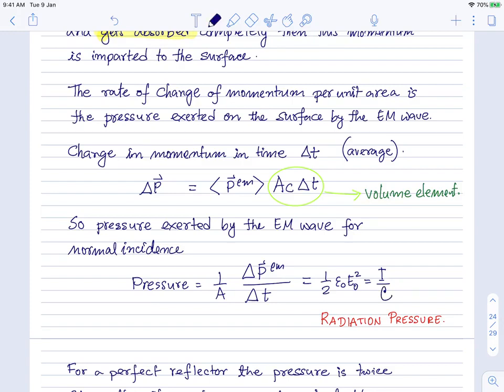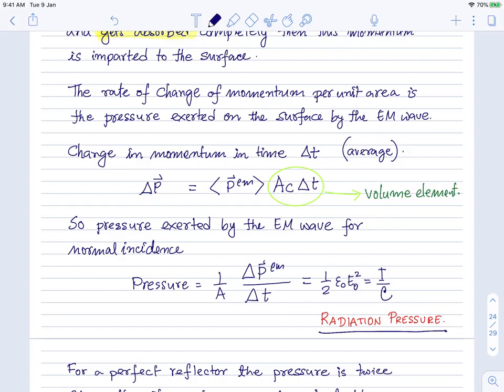Okay, this is intensity divided by c. And this is the pressure imparted by the radiation absorbed by a surface, assuming complete absorption. This pressure that is being exerted is called radiation pressure, and it has very interesting physical consequences. Whenever an electromagnetic wave is incident on something and gets absorbed, there's some radiation pressure on it.